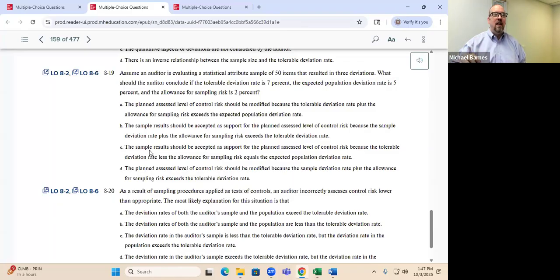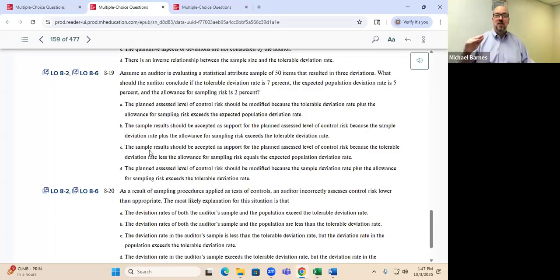Then we tack on the allowance for sampling risk. The actual deviation rate in the population is somewhere around 6%, but it could be somewhat greater or lesser. We're concerned about the highest possible limit, so we add on 2 more percent. 6% plus 2% is 8%. 8% is greater than 7%. Therefore, we reject that the control is operating effectively.